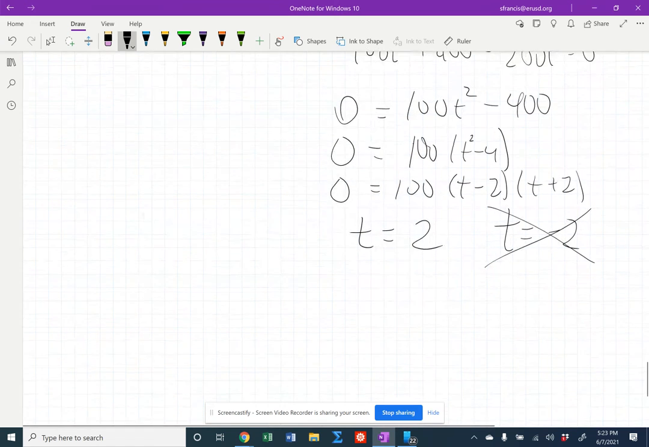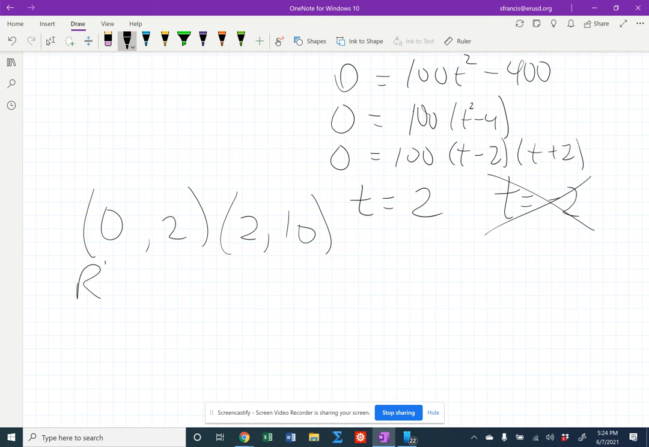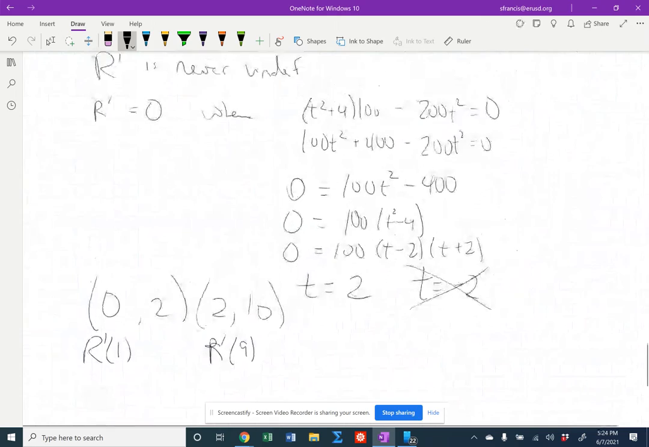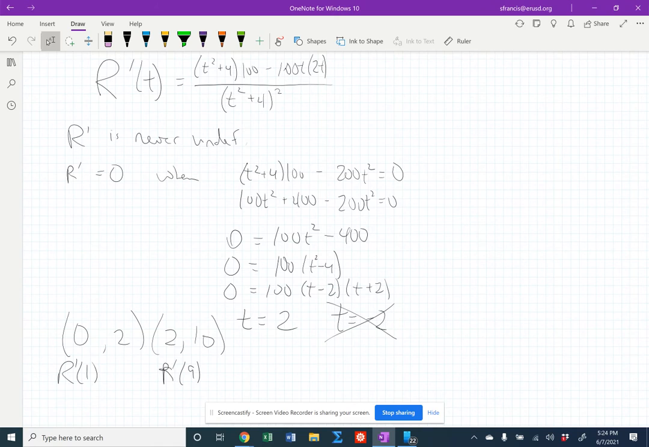So you could argue this from the first derivative test for absolute extrema, because you could look from 0 to 2 and then 2 to 10 and figure out that this is an absolute max. You can say r prime of 1 and r prime of, I don't care, 9. And then if you want to do that calculation, you can. The denominator is always positive. And so if you look at the simplified version down here, in case you didn't see me put those parentheses in, that looks terrible.